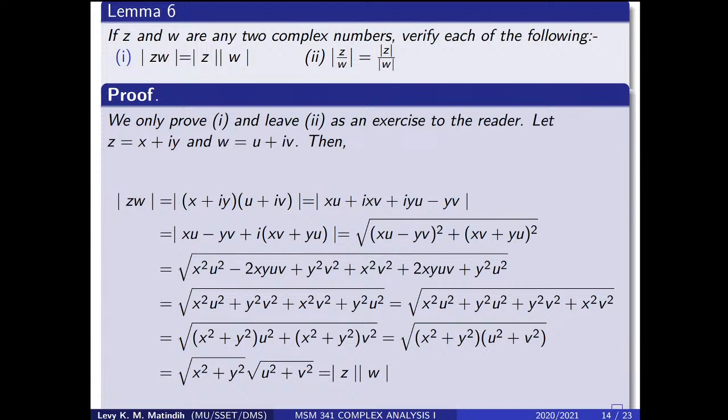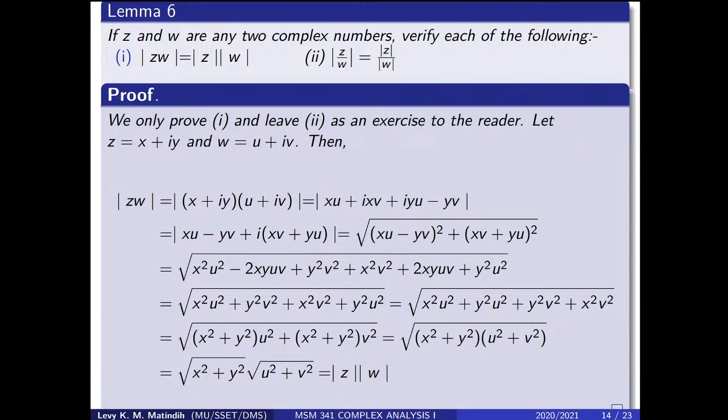Let's look at this lemma. This lemma is a consequence of theorem number 3, which talks about the modulus of the product of two complex numbers, which is equal to the product of their moduli, and the modulus of the quotient of two complex numbers, which is equal to the quotient of their moduli. So we just extracted that piece of information and then use it here.